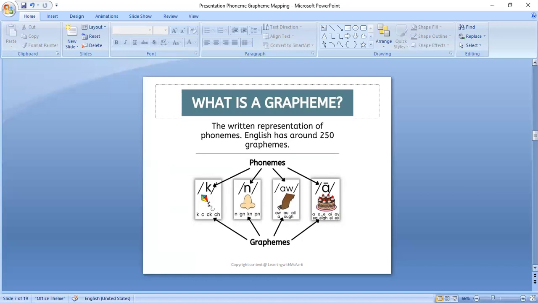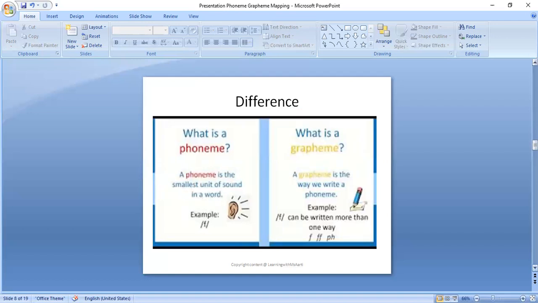So here I feel little bit doubt is being cleared that what is phoneme and what is grapheme. Again, one more slide to show you the difference. Phoneme is the smallest unit of sound actually, so it is related to audio. But grapheme is the way we write phoneme, so it is actually kinesthetic. Whatever sound we are hearing of a letter is called phoneme. But the way I write that phoneme is called grapheme, or you can say the written form of phoneme is called grapheme.